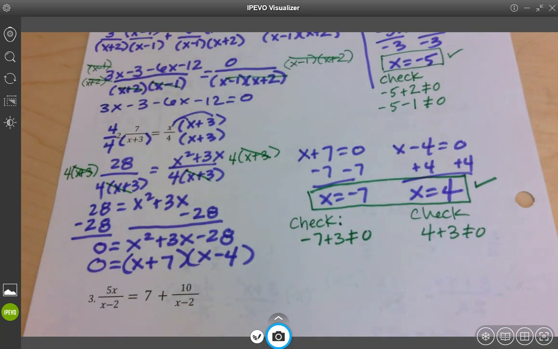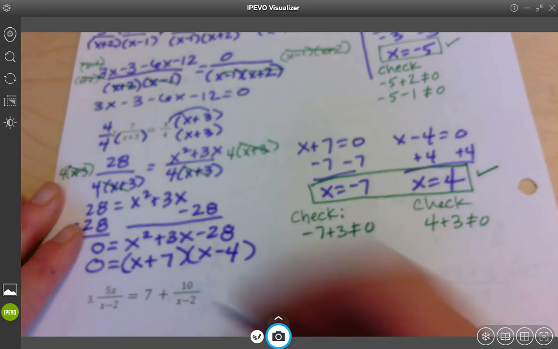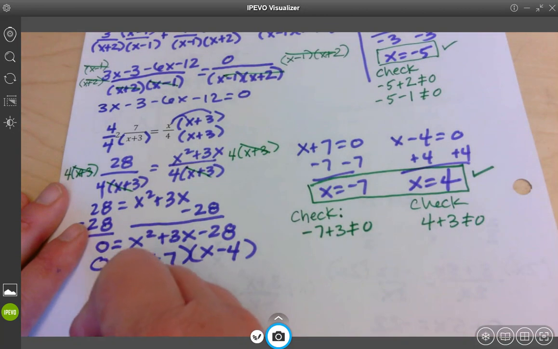Okay, so some of you did this one first, some of you did number 3 first, and you'll be able to help us with that one. Okay, in number 3, what do we have to multiply the 7 by? X minus 2, good. So we're going to multiply it by x minus 2 over x minus 2. I can kind of fit it in there, but not quite, so I'm just going to write it again.